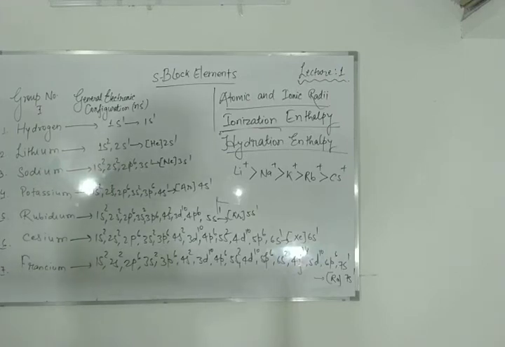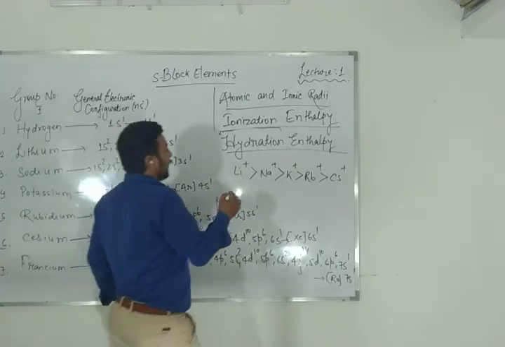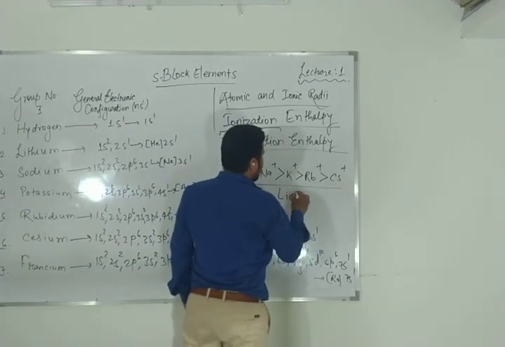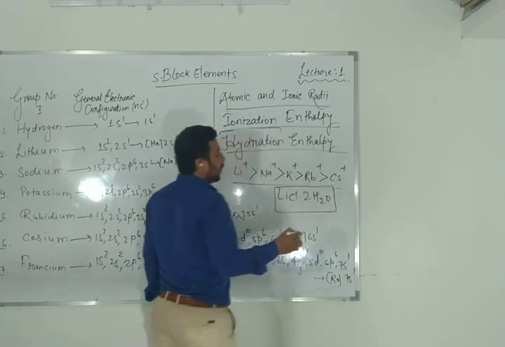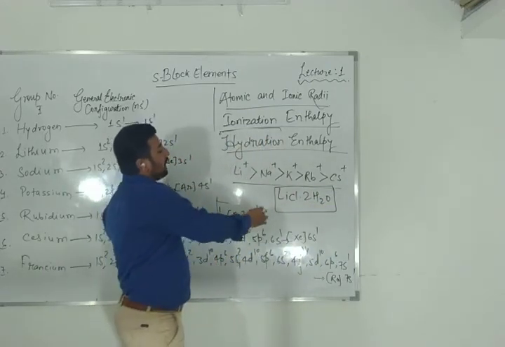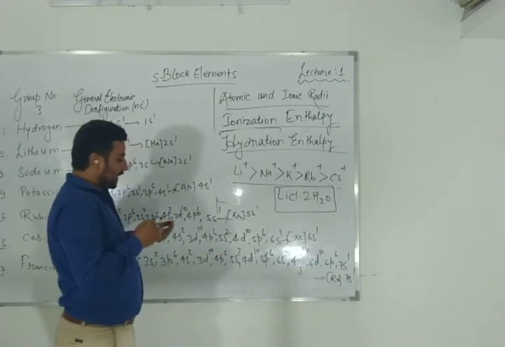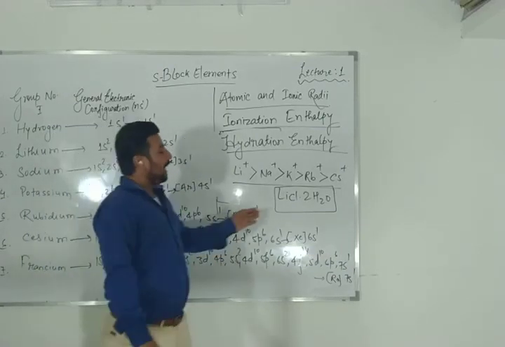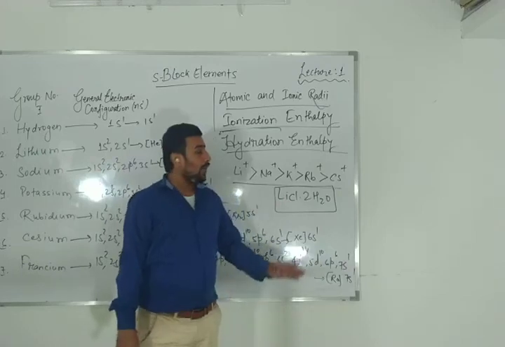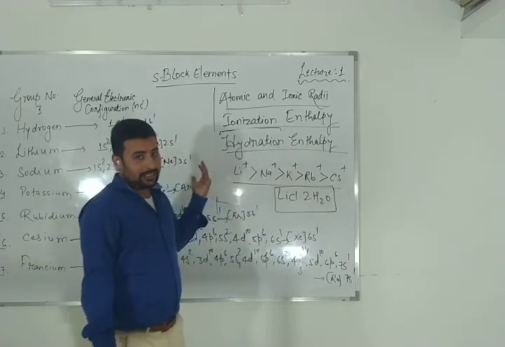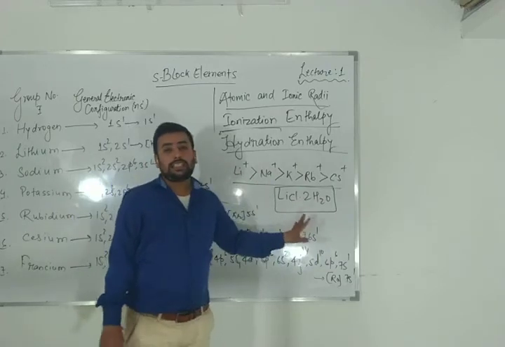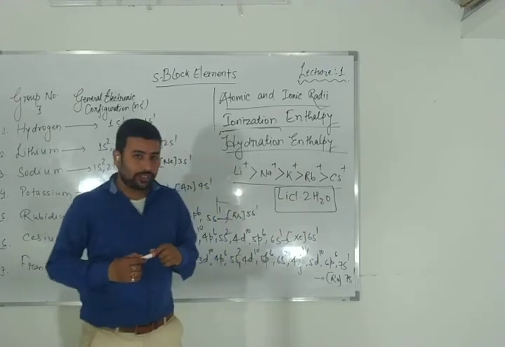So as we have seen, lithium has the maximum degree of hydration. For this reason, lithium salts are mostly hydrated. For example, lithium chloride exists in the hydrated form LiCl into 2H2O, just like copper sulfate we studied, CuSO4 into 5H2O. Similarly, lithium chloride is the salt of lithium which exists in the form of LiCl into 2H2O. So as the ionic size increases, the hydration enthalpy decreases. Here you have seen lithium has the maximum hydration enthalpy.